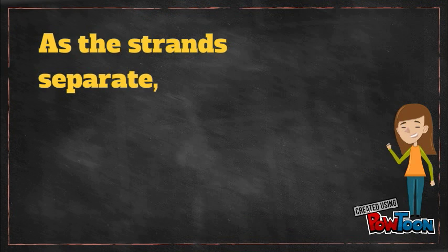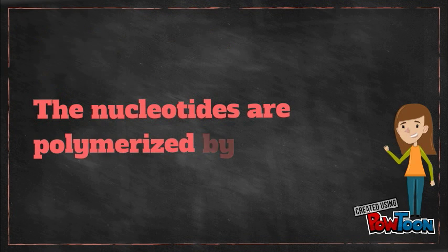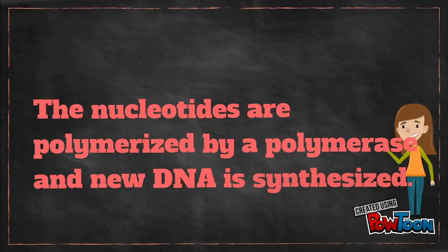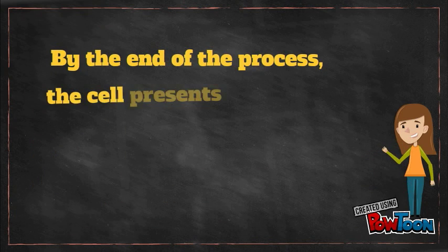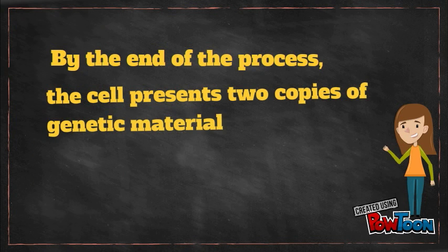As the strands separate, the nucleotides are polymerized by a polymerase and a new DNA is synthesized. By the end of the process, the cell presents two copies of genetic material.